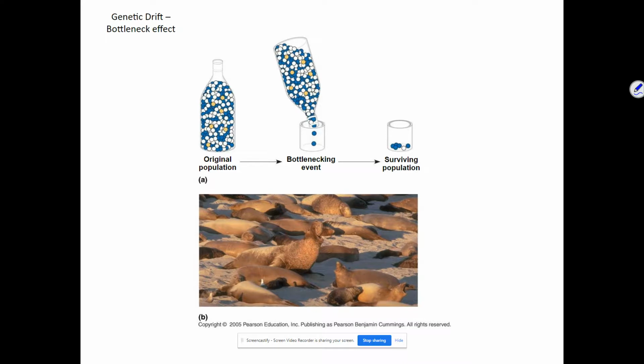One example of this is called the bottleneck effect. Think about a bottle full of beads, like it shows there on the left, and pouring that bottle of beads out. Well, only a couple of beads are going to come out before the beads get stuck in the bottleneck, and they're not able to come out. You'd have to spend a lot of time getting them to come out. And so that small group that manages to escape is the group that is the new population.